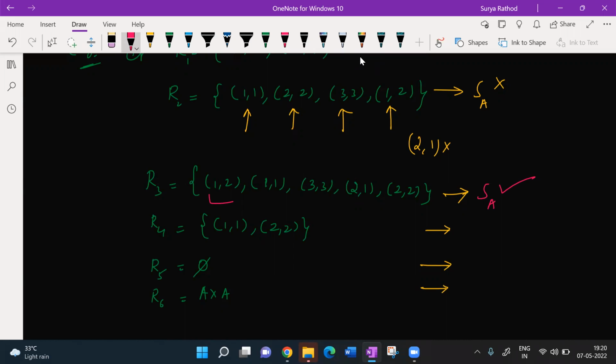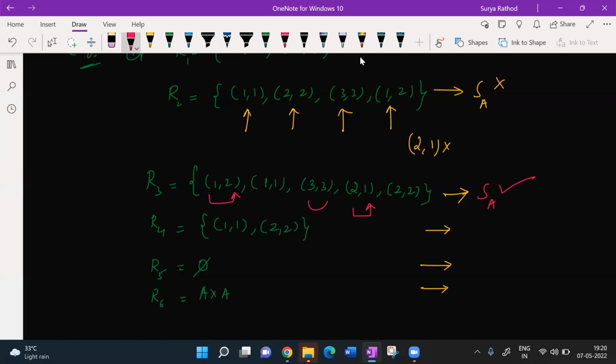Here 1 comma 2, beta, reverse of 1 comma 2 is what? 2 comma 1, correct? You getting my point? Hello? Yes. 1 comma 1 reverse is what? If you take this as A comma B, B comma A is also 1 comma 1 only. So it is available there. So it is a reflexive relation, so symmetric relation.